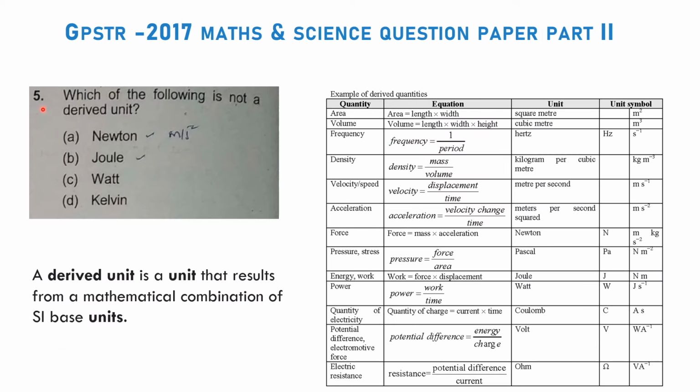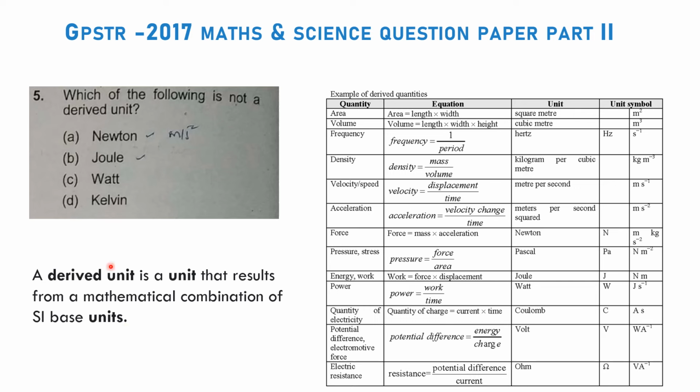Which of the following is not a derived unit? Which one is not a derived unit among these? Option A Newton, option B Joule, option C Watt, option D Kelvin. Before going to answer this question, first we have to know what is meant by a derived unit. A derived unit is a unit that results from a mathematical combination of SI base units.